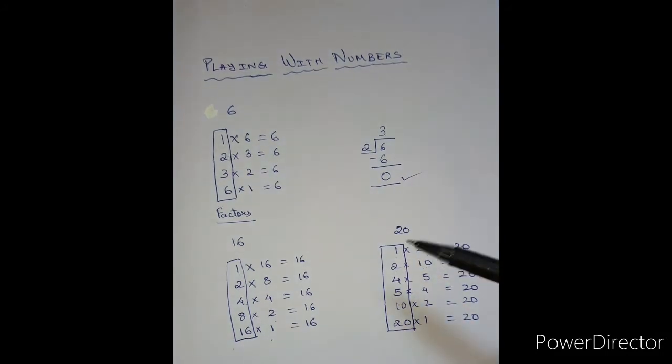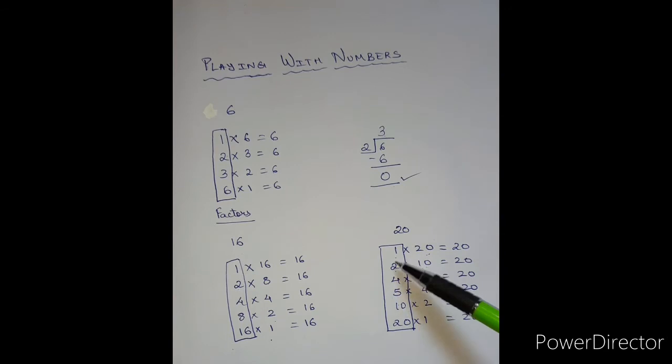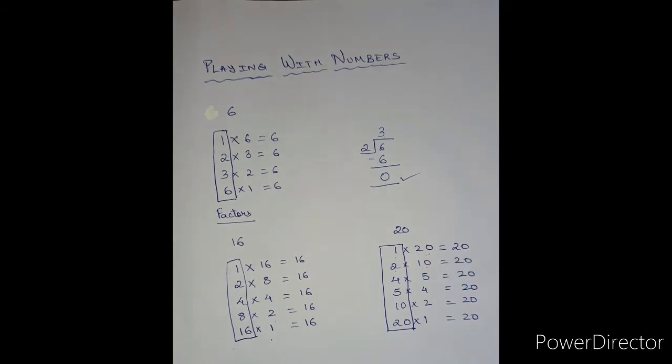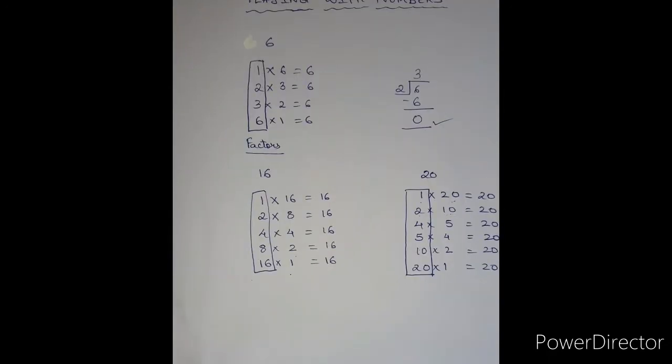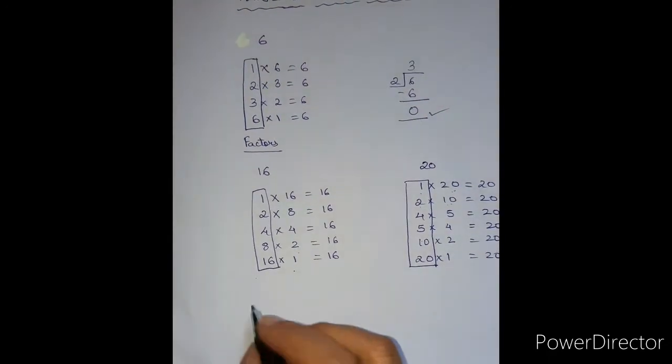How many factors does 20 have? 1, 2, 3, 4, 5, 6 factors. Which are they? 1, 2, 4, 5, 10 and 20. These are the factors of 20. So factors are exact divisors of a number. Now let's see what are multiples.